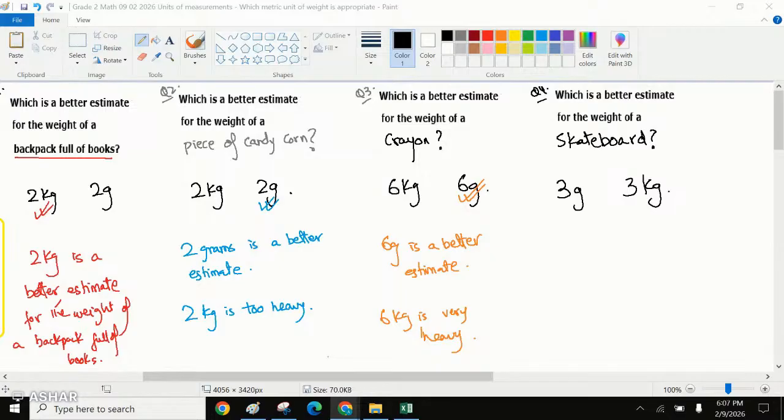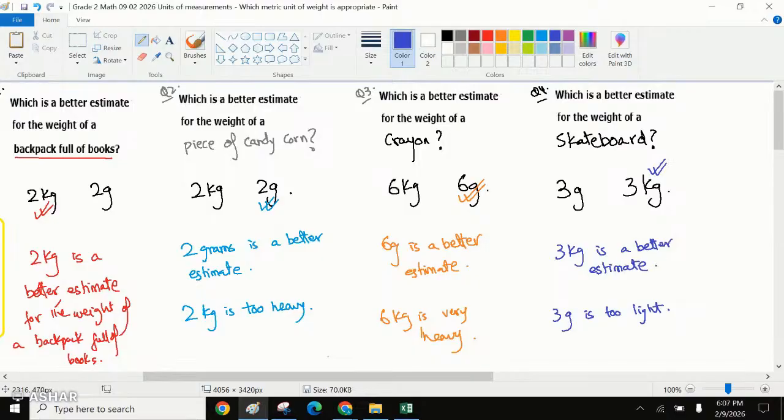Semi, what should be the answer? Which is a better estimate for the weight of a skateboard? Yes, Cordova, thank you. Because we can say 3 grams is too light. You cannot have 3 grams. So you are saying 3 kilograms. So we can write 3 kilograms is a better estimate.